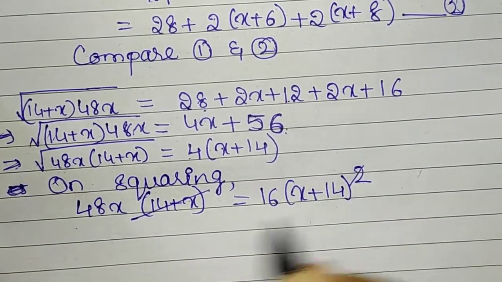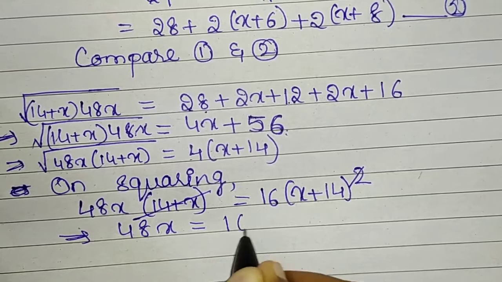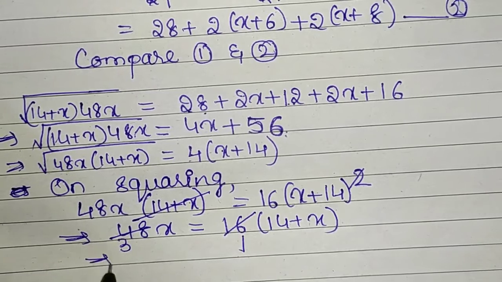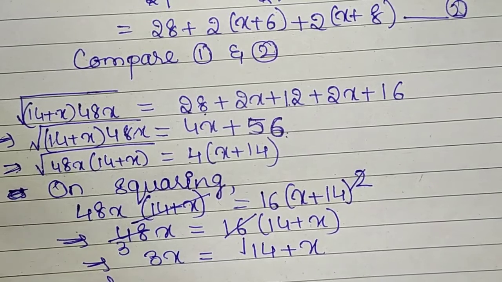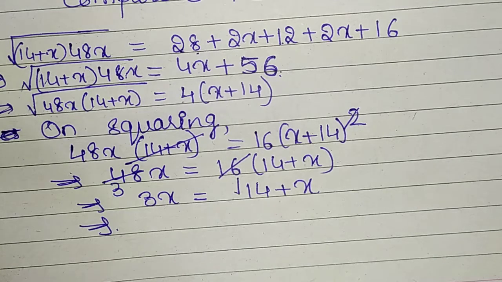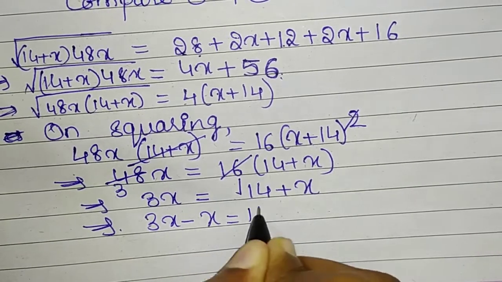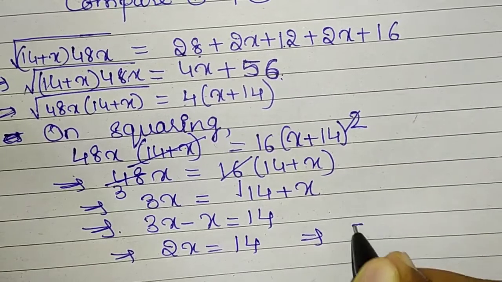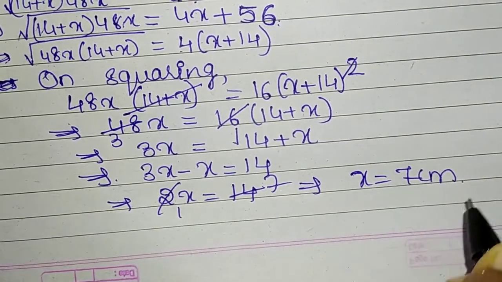So this cancels. We'll get 48x is equal to 16 into (14 plus x). So 16 ones are 16, 3s are... this implies 3x is equal to 14 plus x. On further simplification we get 3x minus x is equal to 14. So this implies 2x is equal to 14. So we get x is equal to 7. 2 ones are 7s are. x is equal to 7 centimeters.